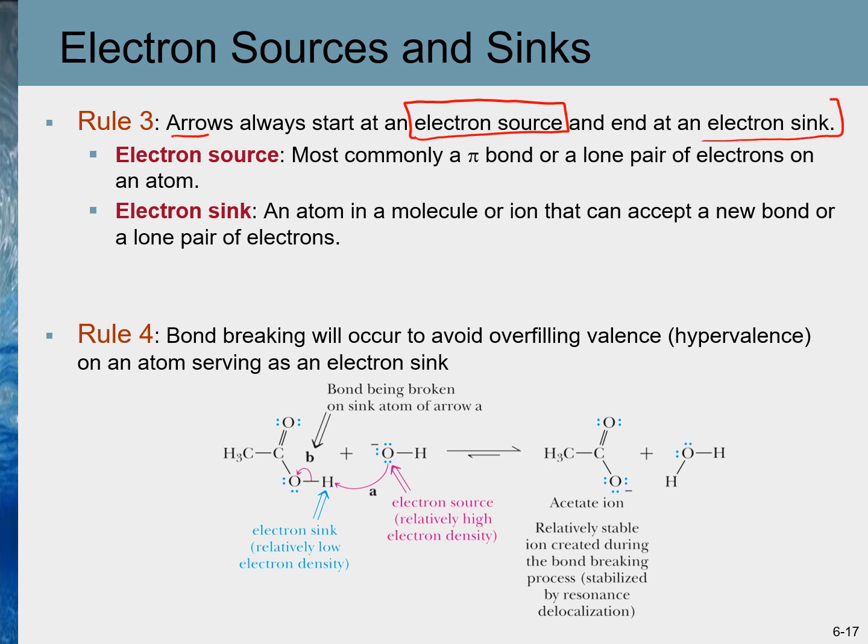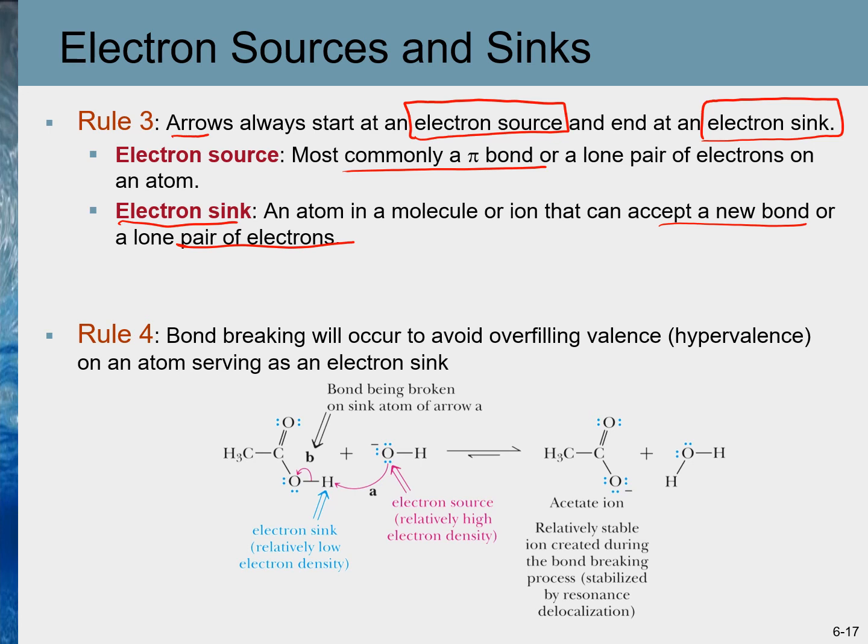The third rule states that our arrows always start at an electron source and they always end at an electron sink. An electron source generally is a pi bond or a lone pair of electrons on an atom of relatively high electron density. Sometimes it may be sigma bond electrons which must break during a reaction. On the other hand, an electron sink is an atom on a molecule or an ion that can accept a new bond or a new lone pair of electrons.